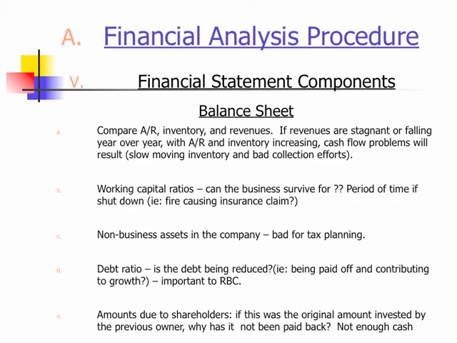But if we have stagnating revenues and a high AR, we're probably going to see that there are going to be cash flow problems. Those will result in the future because we can't collect on our receivables and our sales are decreasing at the same time. We want to look at working capital ratios. Can the business survive for a certain period of time if it was to shut down? We need to make sure that the cash flows of the business are sufficient to cover assets, usually on a 2-to-1 basis.